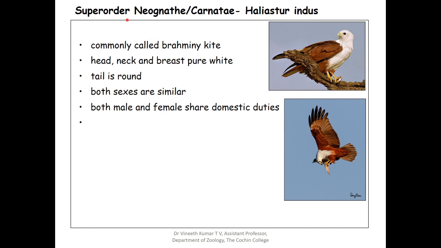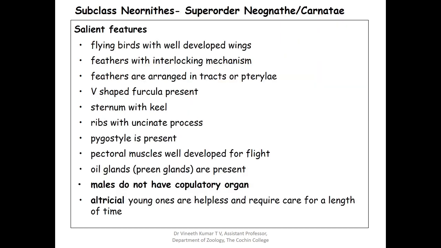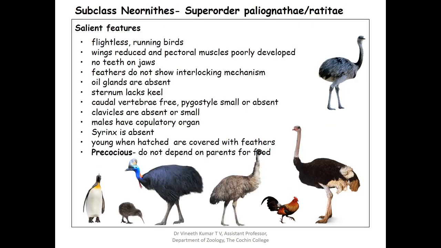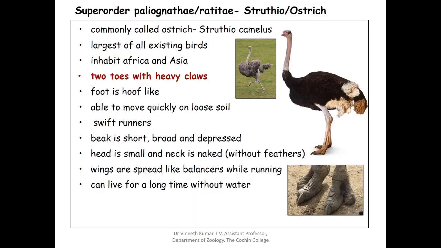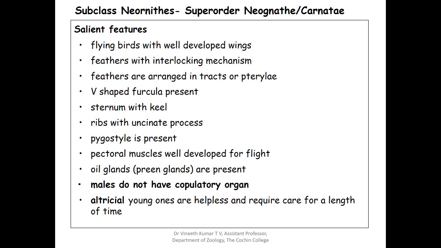So with this, we are coming to the end of the classification of class Aves. In classification, we discussed the two subclasses coming under this. The first one was Palaeornithes, and the other one was Neornithes. And in the subclass Neornithes, we discussed the two superorders. The first one was superorder Paleognathae or Ratitae, and the other one was superorder Neognathae, which are flying birds. Paleognathae were flightless birds, and this one is flying birds. So with this, we come to the end of the discussion of classification of Aves.